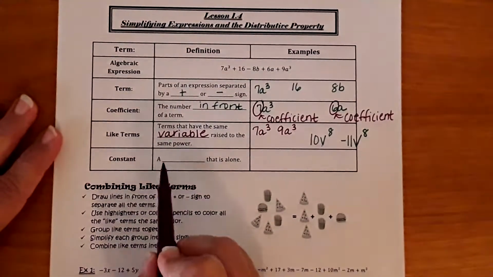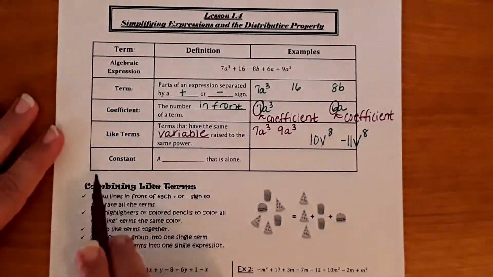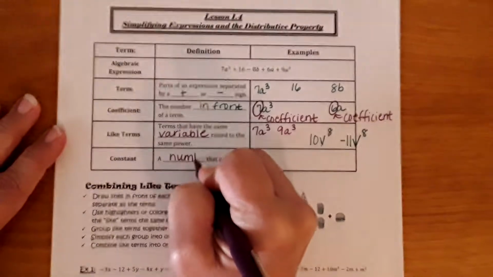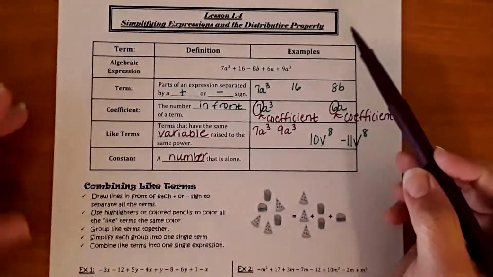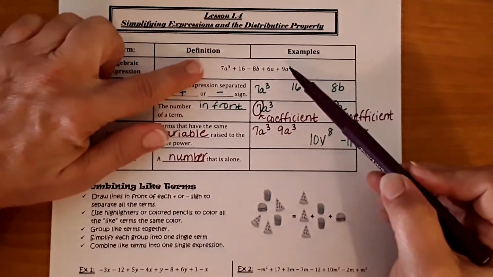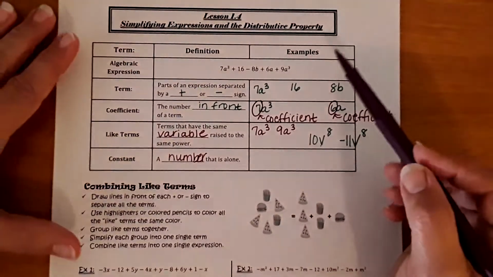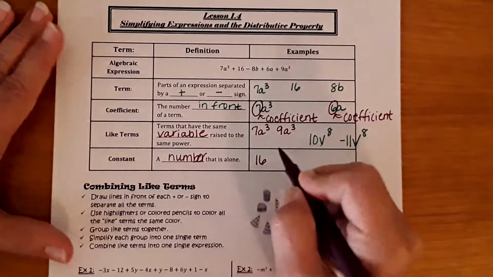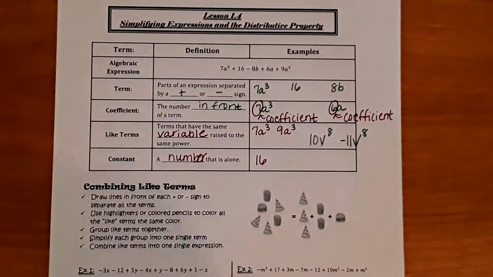And then we're going to review what a constant term is. A constant is a number that is alone. If we look at the problem at the top here, you guys, 16 is a constant. It doesn't have a variable, doesn't have an exponent. It's just a number by itself. So let's make sure we understand that.